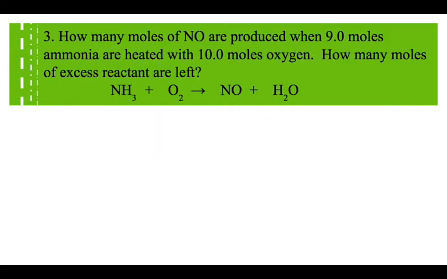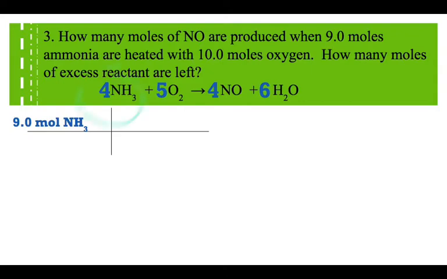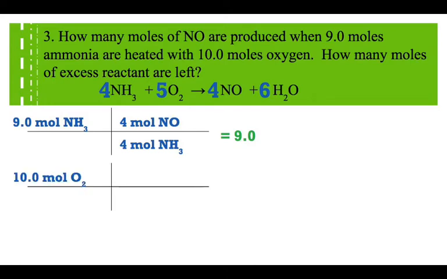In question number 3, we have a kind of complicated reaction to balance, but I'm helping you out here. We've got 9 moles of ammonia heated with 10 moles of oxygen. But just keep using these mole ratios from our balanced equation. It's asking how many moles of our NO is made. So we're going to be starting off with this 4-to-4 ratio, telling us if all of that ammonia is used up, it'll make 9 moles of NO.